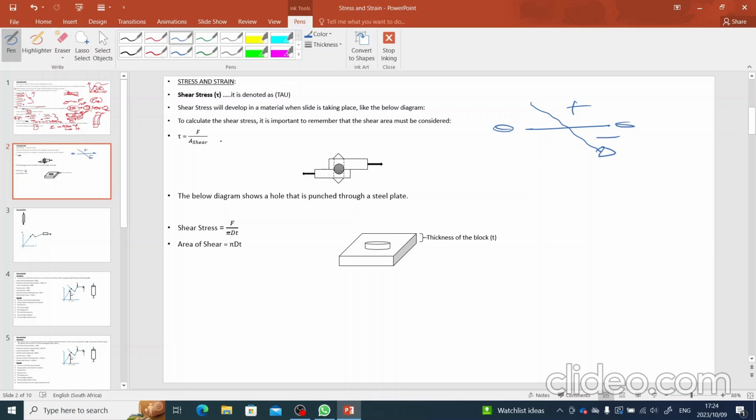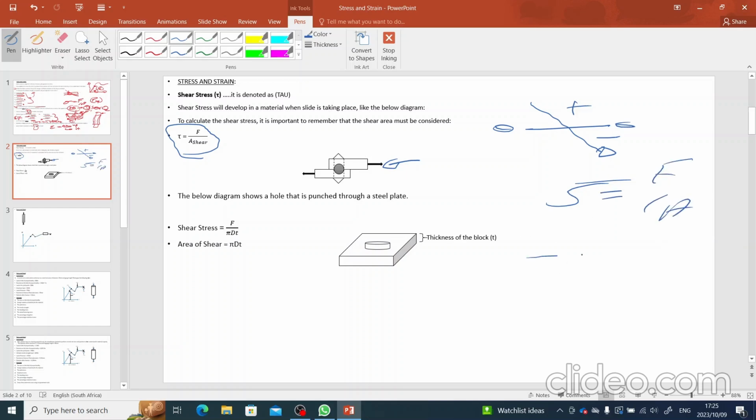Shear stress is denoted by tau, this funny symbol. It is called tau. Shear stress will develop in a material when sliding is taking place, like in the diagram below. To calculate the shear stress, it is important to remember that the shear area must be considered. This is the formula we'll be using: tau equals force over area.